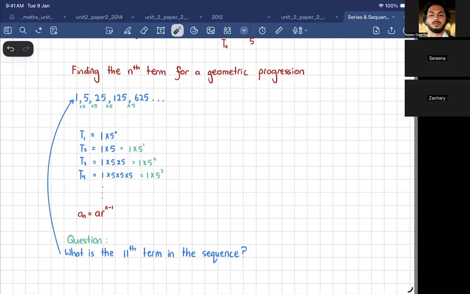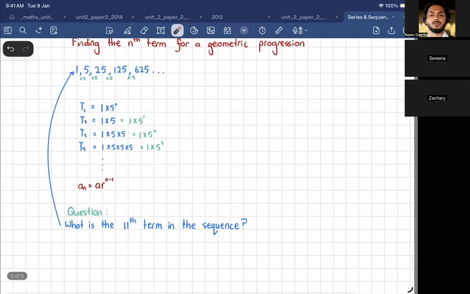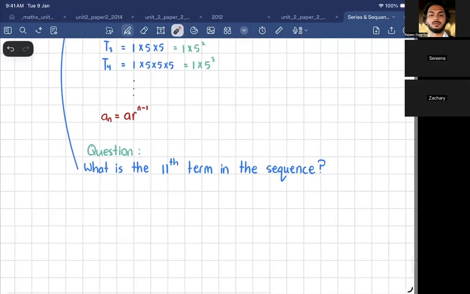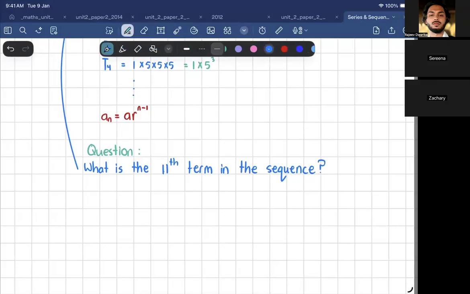All right, so let me give the answer. Zachary, tell me what the answer would look like. Tell me what to write. Oh, I write the formula again, and I write 1 times 5 to the power 11 minus 1. Say that again? 1 is the first element, right? So I write 1 and substitute.